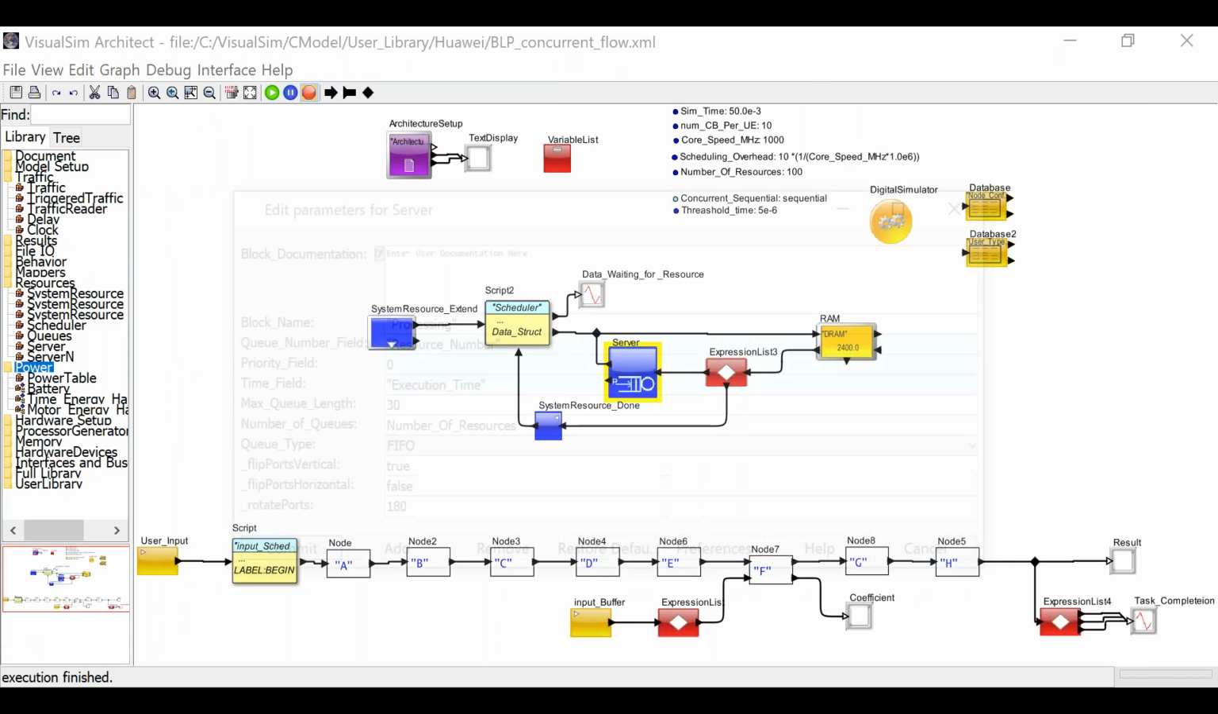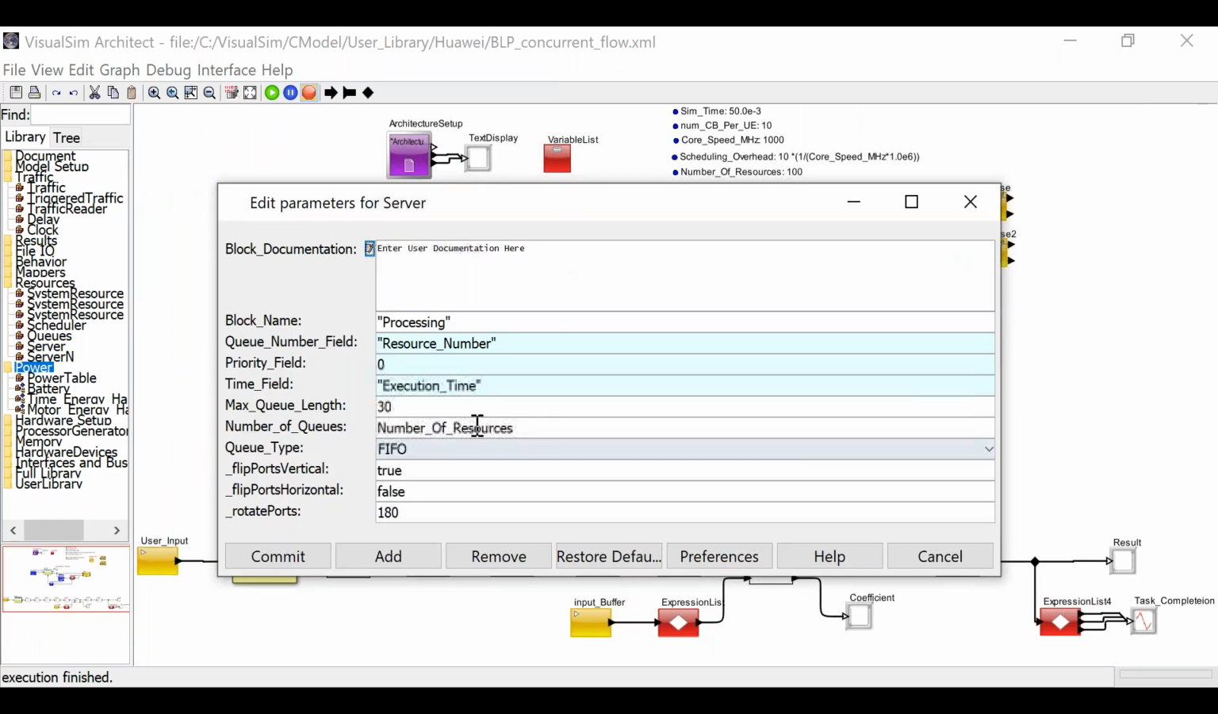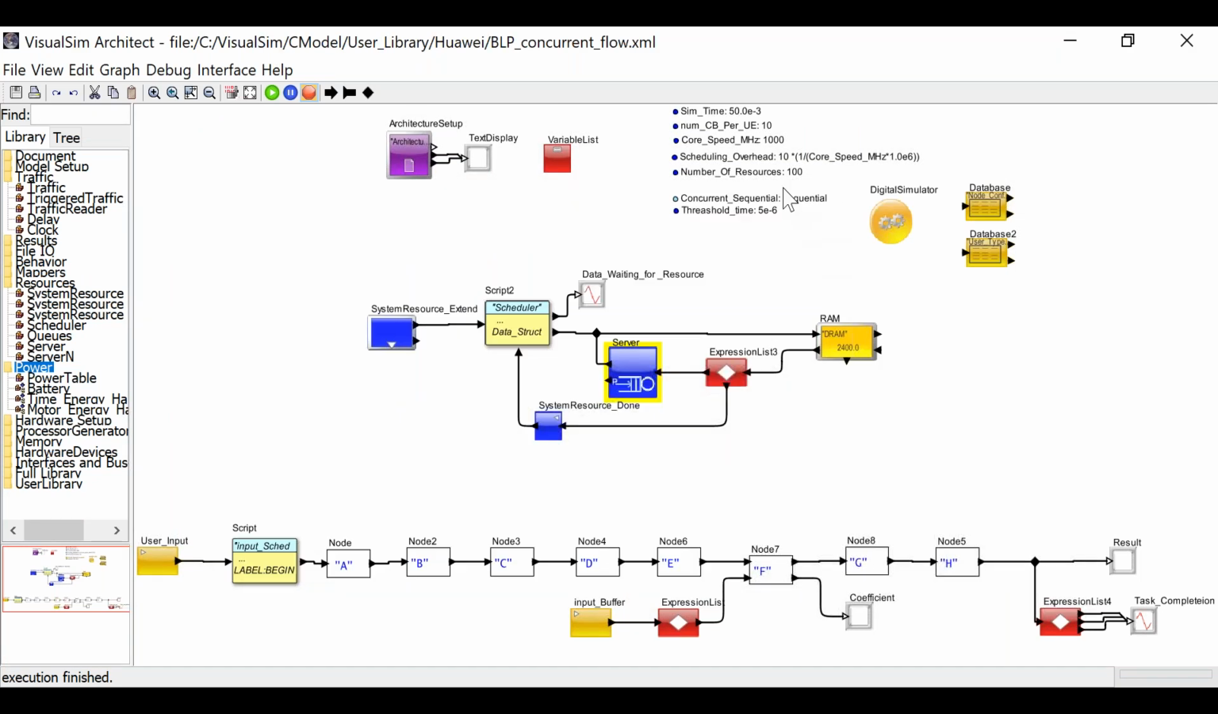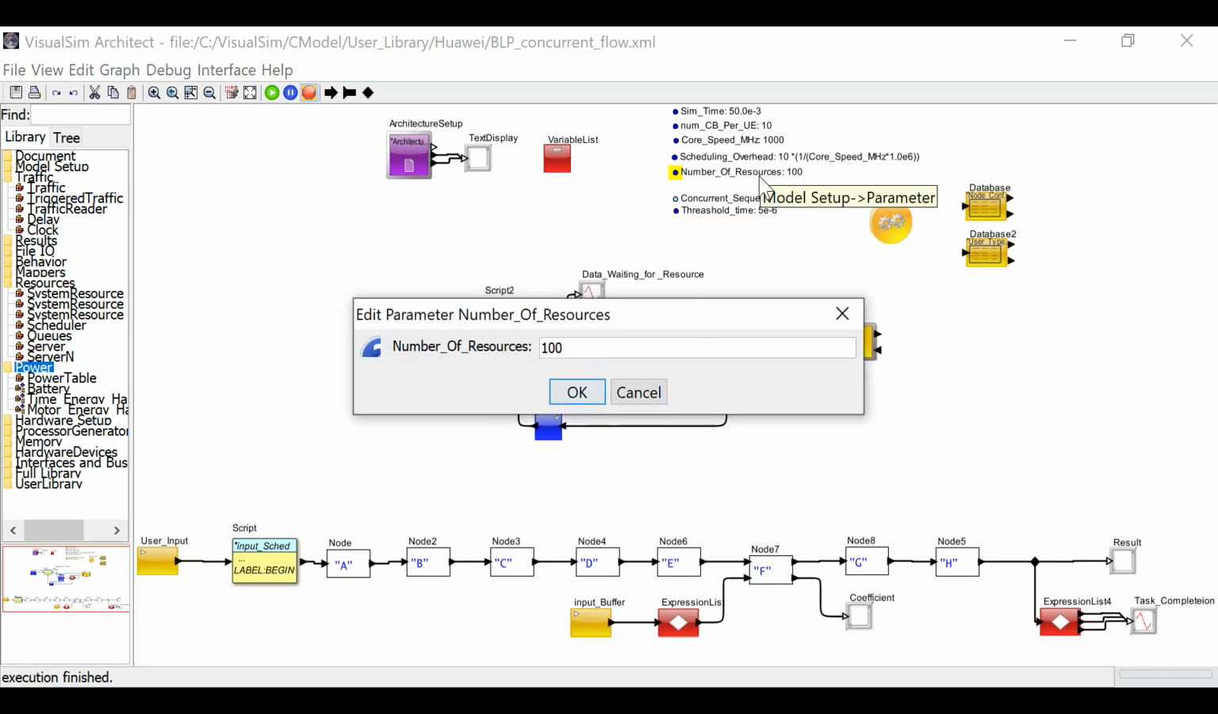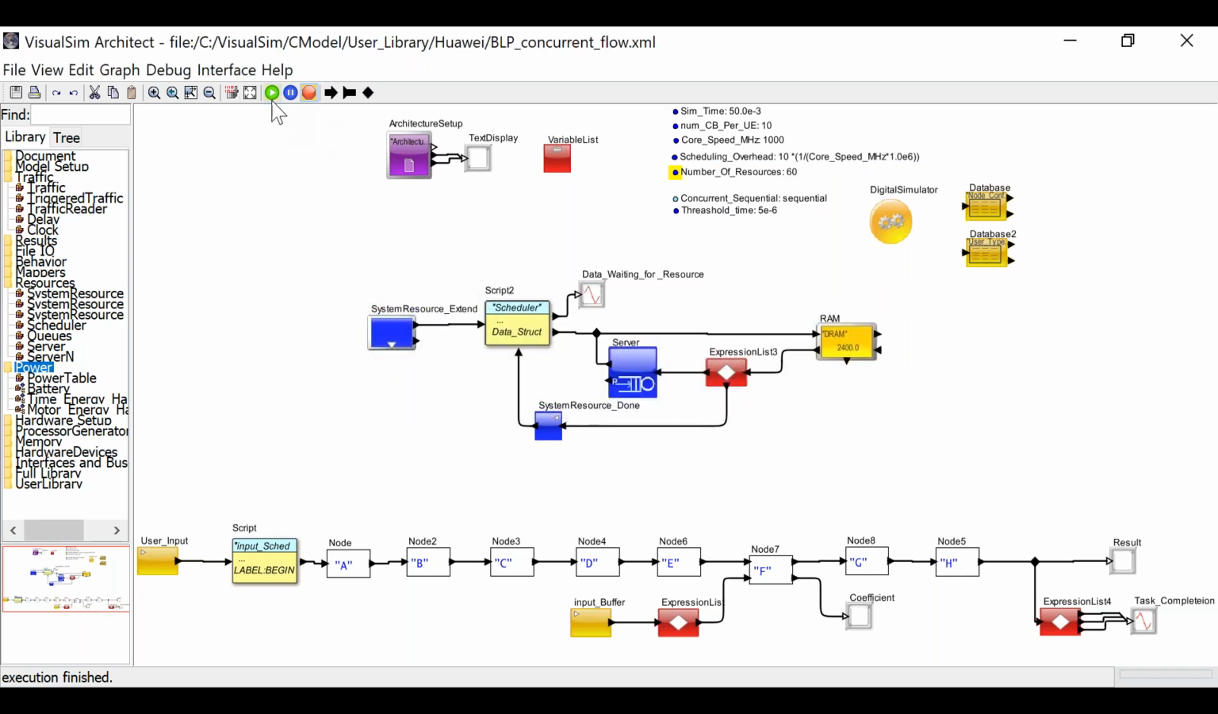So what I'm going to do here is actually change the number of resources available. We've got about 100 resources. Resources, essentially, if you think about an artificial intelligence or GPU or things like that, would be the number of execution units. So these would be the number of threads that can concurrently be executing. So I'm going to make this like 60. So we're dropping it down by about 40%.